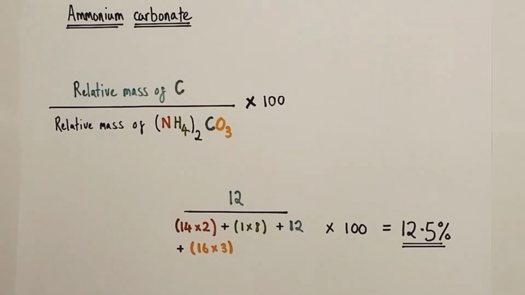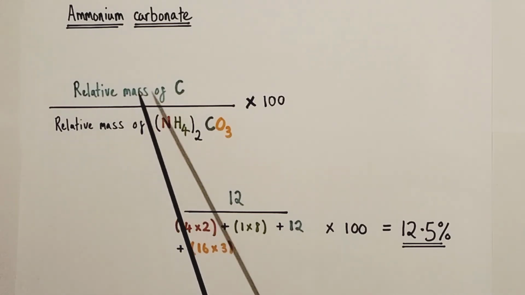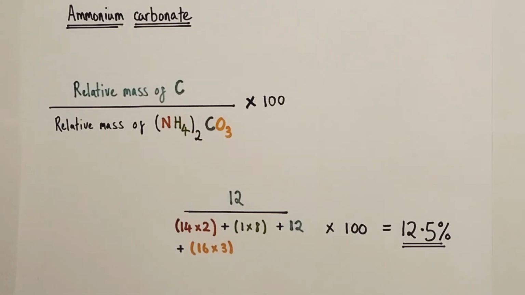This time imagine we were asked to work out the percentage composition by mass of carbon in the compound ammonium carbonate. Now ammonium carbonate has the formula (NH4)2CO3, and the NH4 is in brackets, meaning there are 2 ammonium ions to every 1 carbonate ion in this compound's formula. So as before, we take the relative mass of carbon in this case, which is the mass number of carbon, divided by the relative mass of the entire ammonium carbonate compound, that's the relative formula mass calculation required there, multiplied by 100 to convert to a percentage.